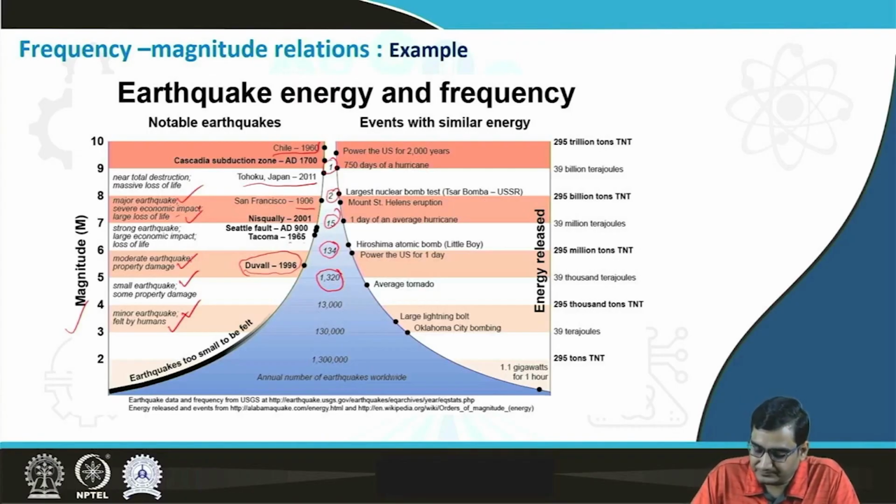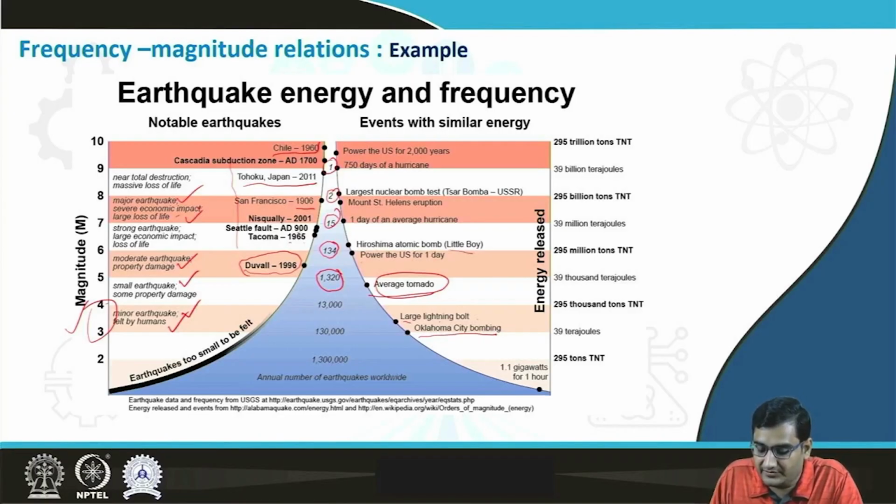And these earthquakes are compared with some big phenomena that are well known. You can see the 3 to 5 magnitude earthquake here can be compared with a large lightning bolt or the Oklahoma City bombing. A 4 to 5 magnitude earthquake is like an average tornado. 5 to 6 is like powering the entire US for one day. And 6 to 7 is the Hiroshima atomic bomb.